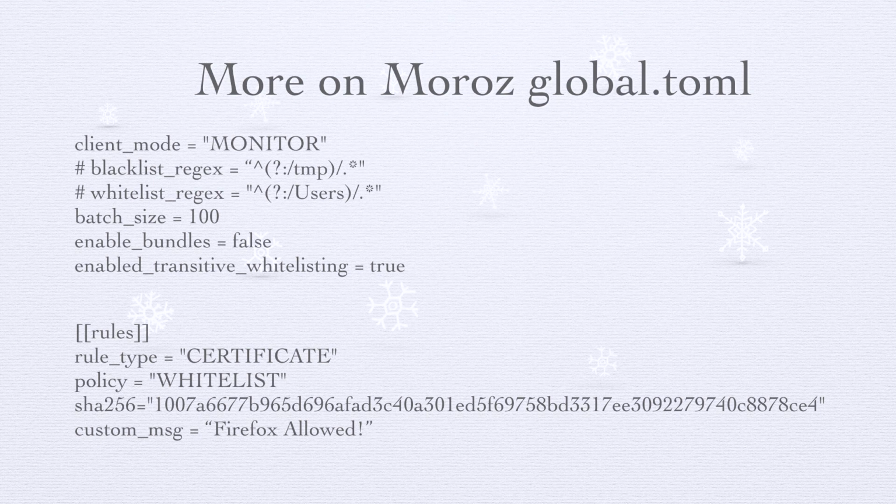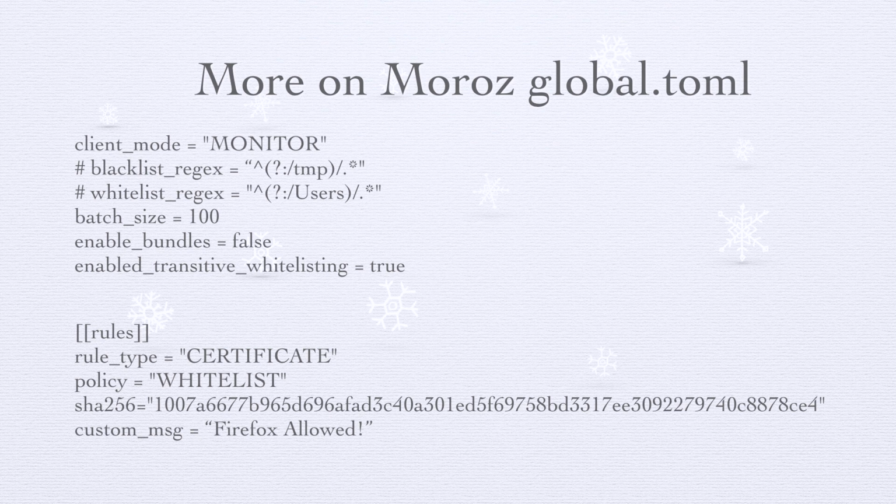All right, here's what the file looks like. In this case, I've got the global file. This could just as easily be the uuid.toml file. Client mode is monitor in this case. The regex are commented out. We could remove those comments and have a blacklist everything in temp, whitelist everything in users. You guys know regex. You can get pretty crazy with that line if you wanted to. I don't use regex. My brain just does not expand that far.